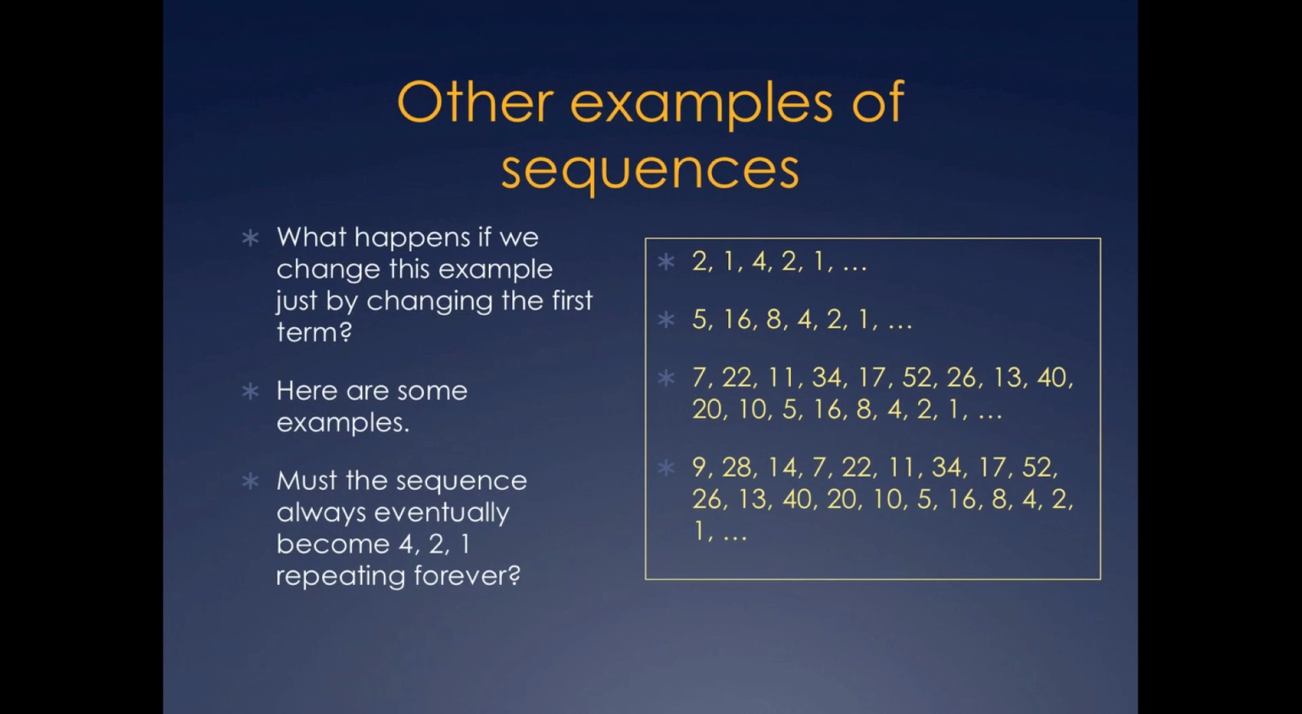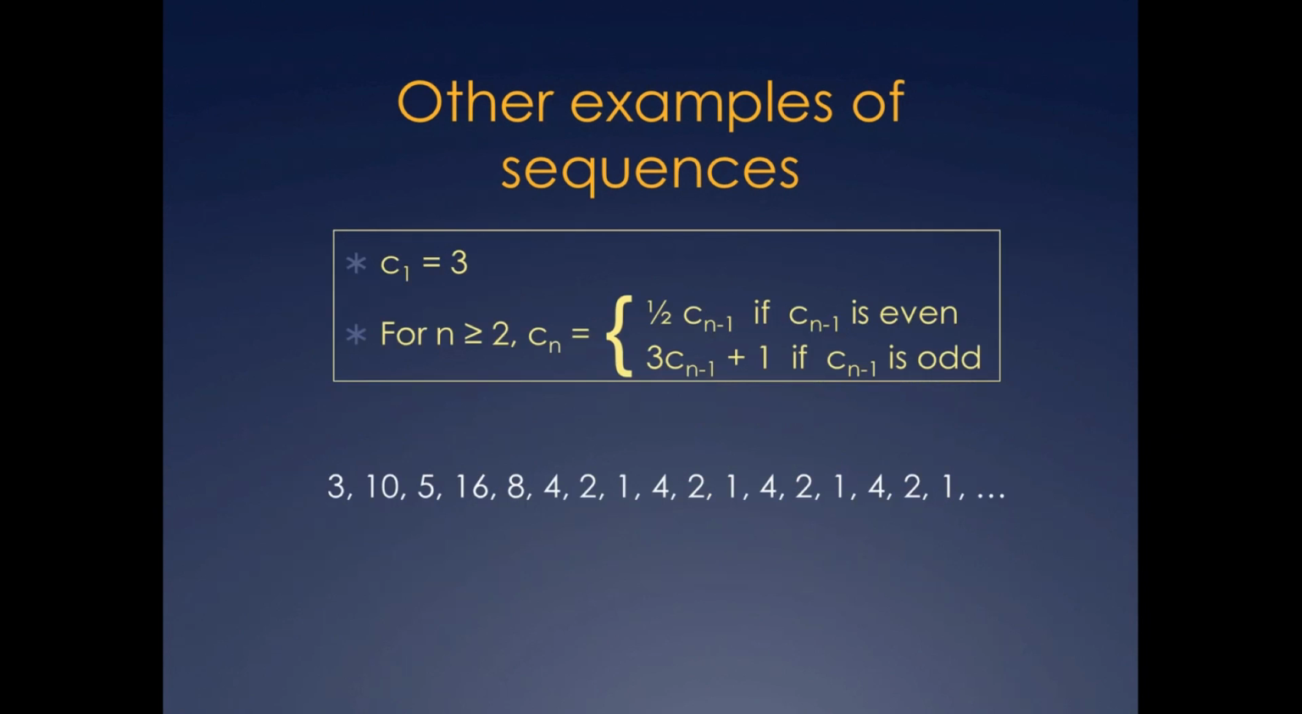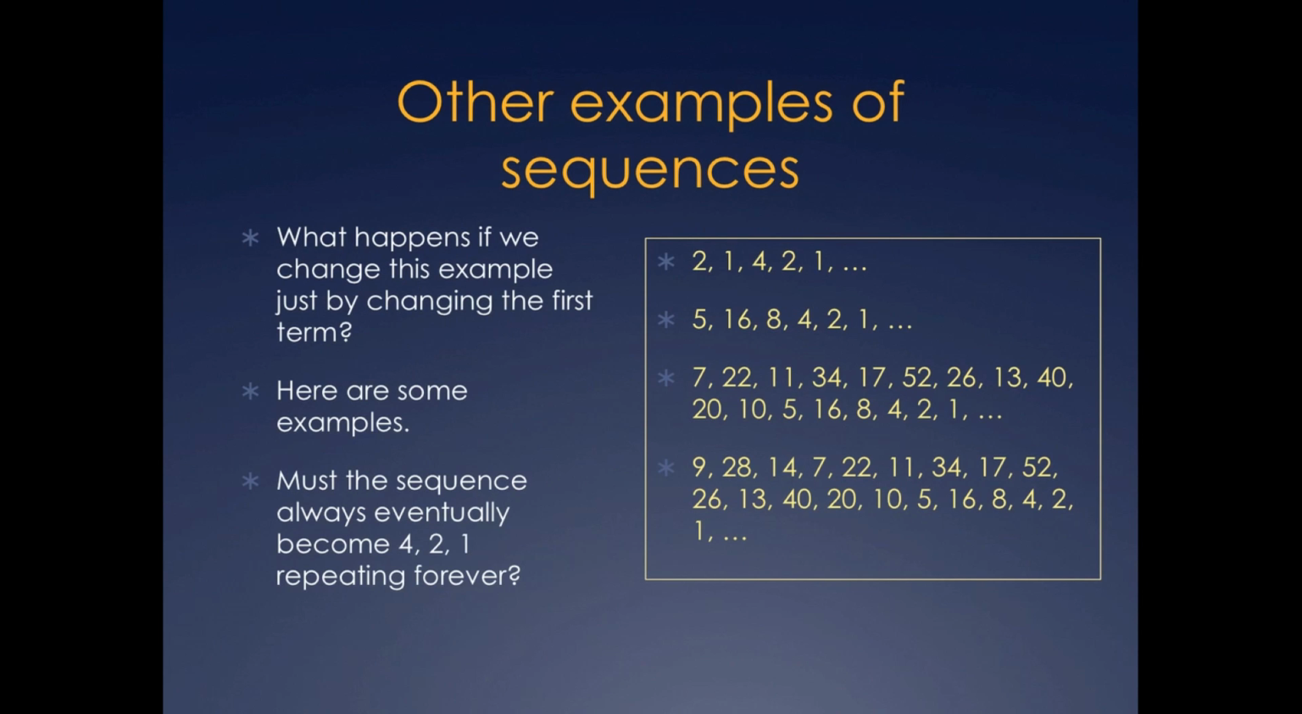So let me state that as a question. Suppose you take this sort of recursion, where we had this rule, and you take an arbitrary base case, an arbitrary starting value. Must the sequence always eventually become 4, 2, 1, repeating forever?